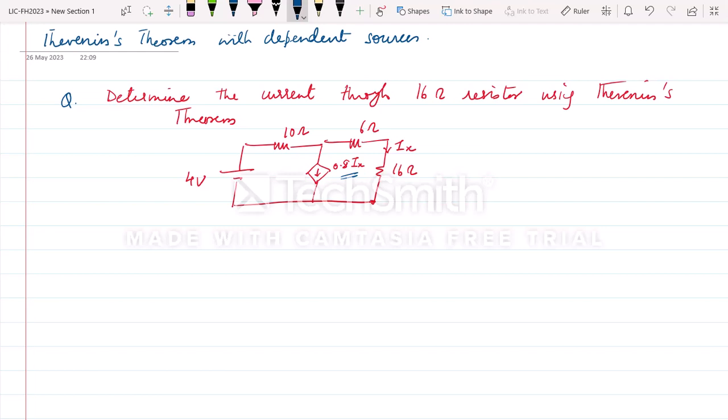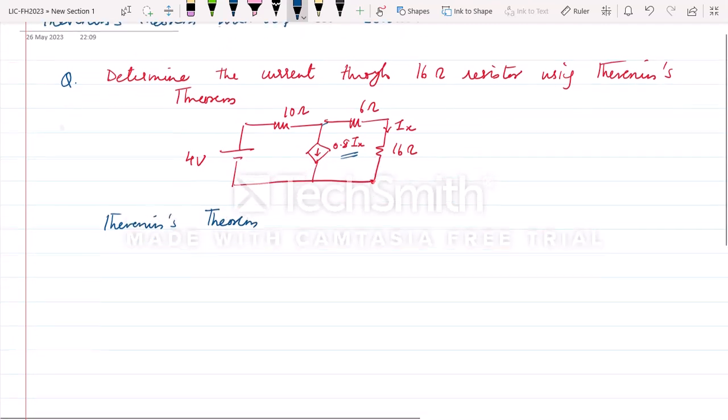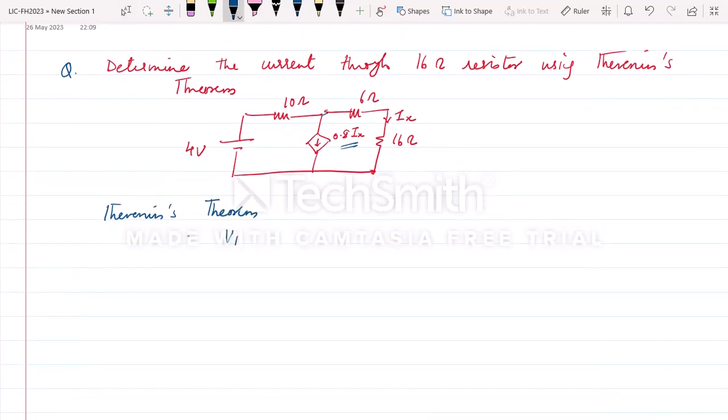Whenever any circuit has a dependent source, there's a different method of reducing the circuit using Thevenin's theorem. Let us see what the steps are. As we know, Thevenin's theorem reduces the circuit to only one voltage and one resistor, and that we do by first finding VTH. Suppose we want to find the current across this 16 ohm. We have to open this and find the open circuit voltage across this.